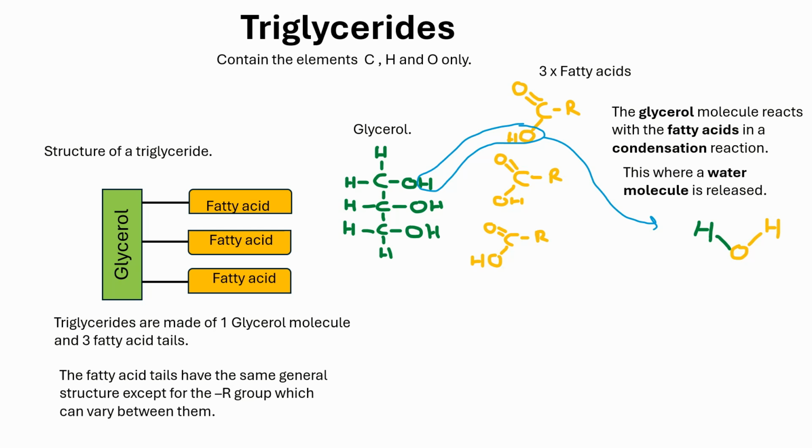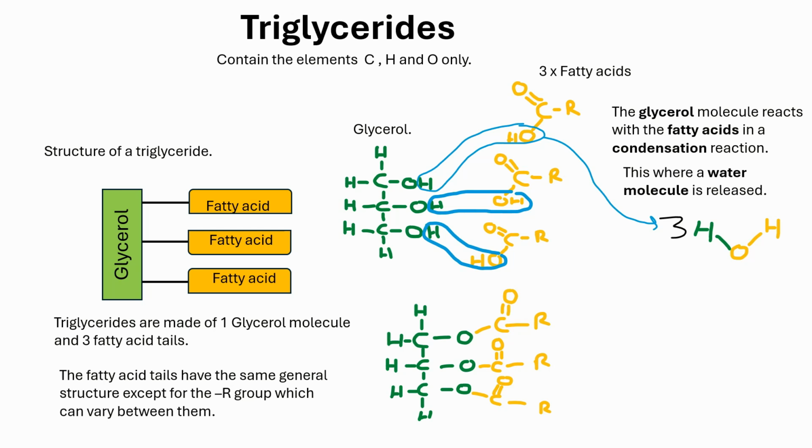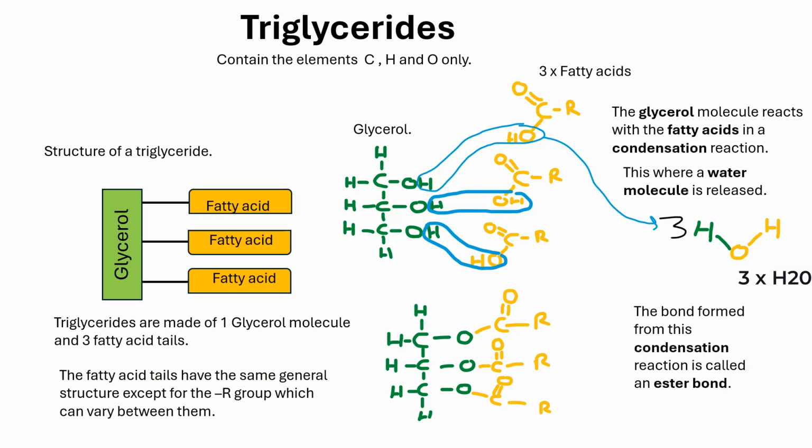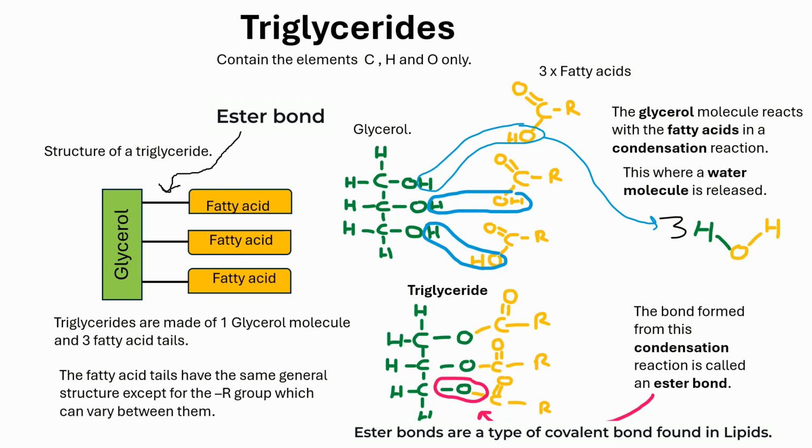So how many water molecules will we need to remove to form one triglyceride? Well, it will be three water molecules because we've got to connect the three fatty acids to the glycerol. And we form this triglyceride down here. You can see it right there. The bond formed from this condensation reaction is known as an ester bond. So ester bonds hold together the fatty acids and the glycerol molecules.